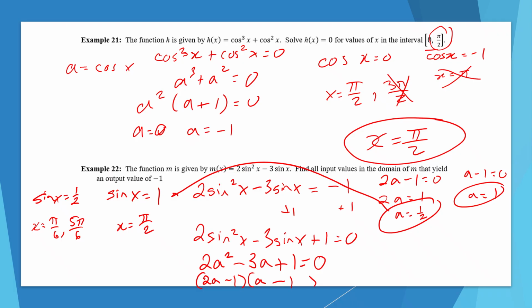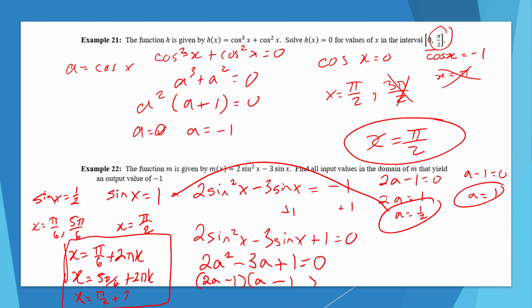Now that is not our answer. We are actually going to write 3 equations. Our first equation is going to be x equals pi over 6 plus 2 pi k. Our next equation is going to be x equals 5 pi over 6 plus 2 pi k. And then our third equation is going to be, here, I'll write it on the bottom, x equals pi over 2 plus 2 pi k there. So all 3 of those would be part of our solutions.